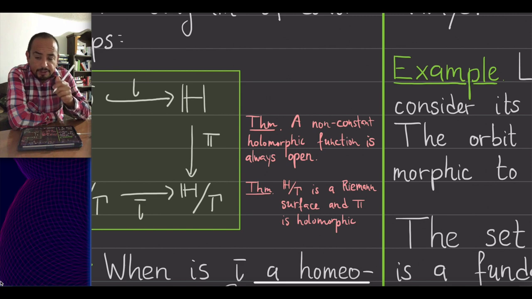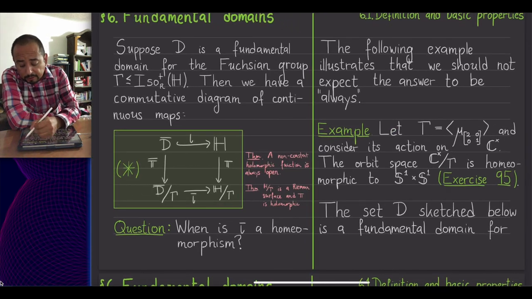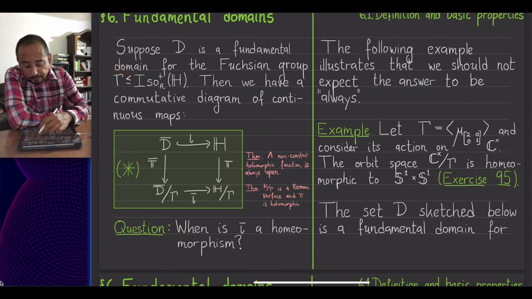It is somewhat challenging to give the complex charts around the points in the orbit space that are obtained by projecting the fixed points of the elliptic elements of gamma. So that's why that theorem is not quite trivial. Of course, if gamma doesn't have elliptic elements, that is, if gamma is torsion free, then this is actually a covering map. But anyway, I don't want to start excluding elliptic elements, at least not now, from our subgroups.